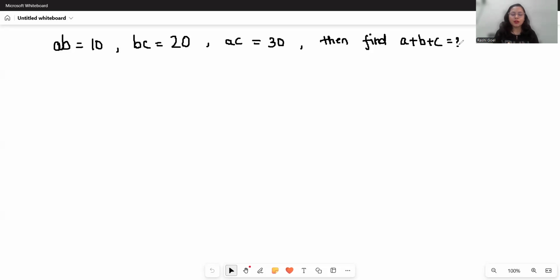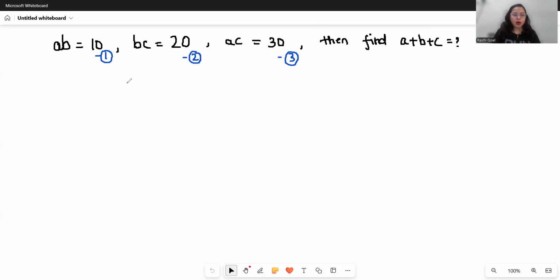Here's a simple looking algebra question that's trickier than it looks. So let's solve this step by step with full explanation. AB is 10, BC is 20, AC is 30, then find A plus B plus C. I'm considering these as equation number 1, equation number 2, and this is equation number 3.